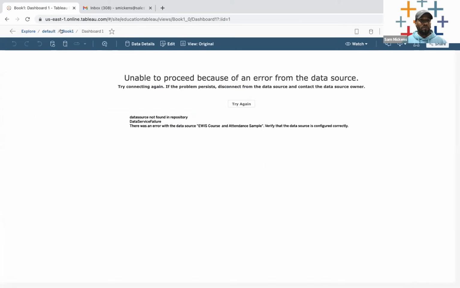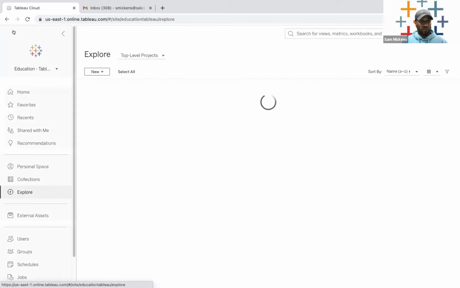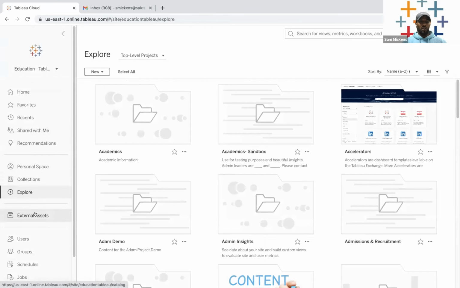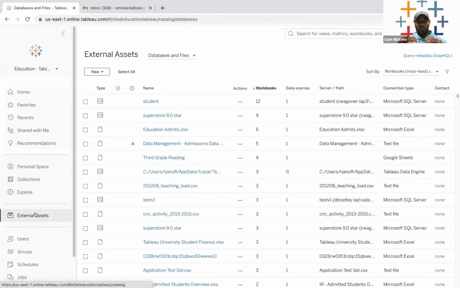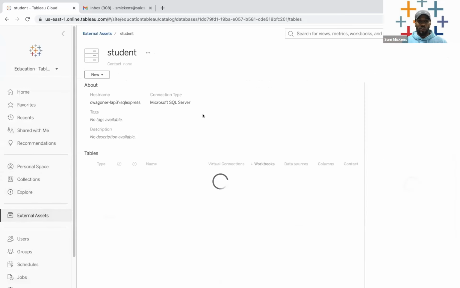Right here, not a good example, but right here inside of the external assets using the data management add-on. But I'm going to click back into this data source.